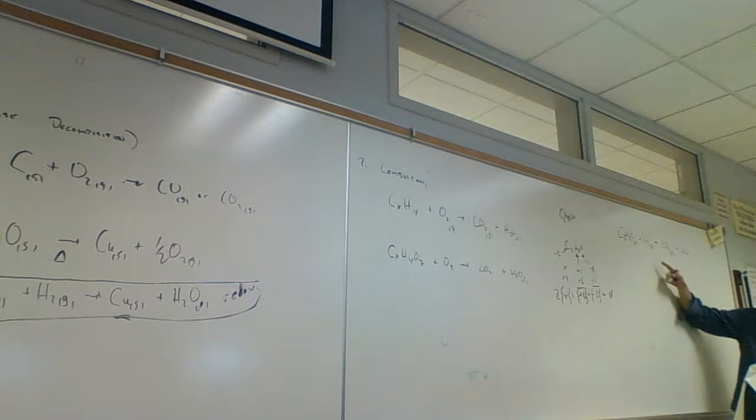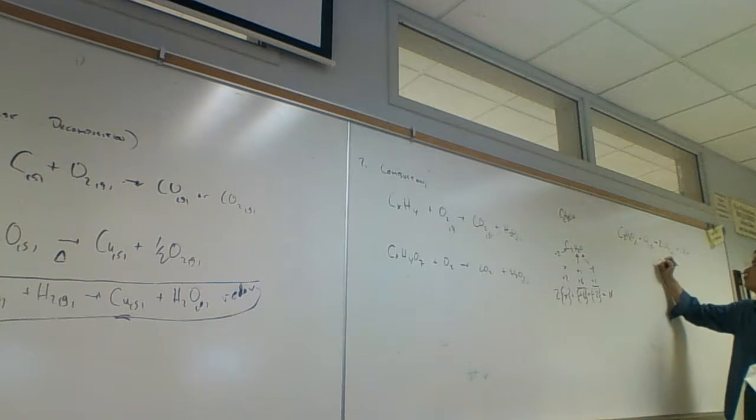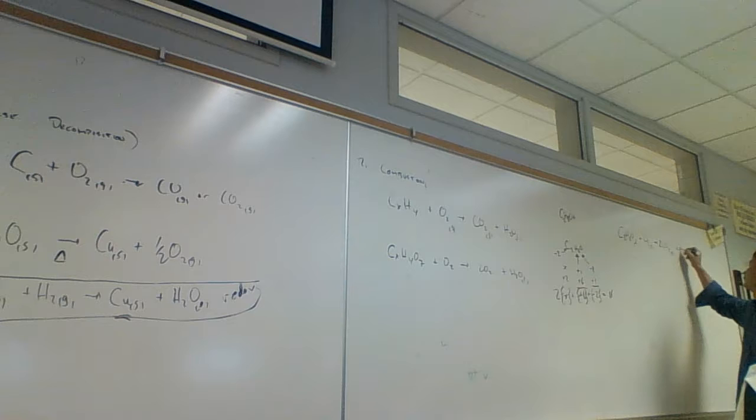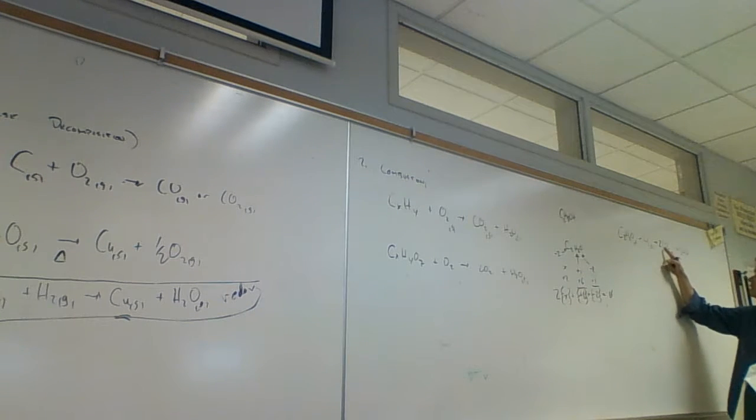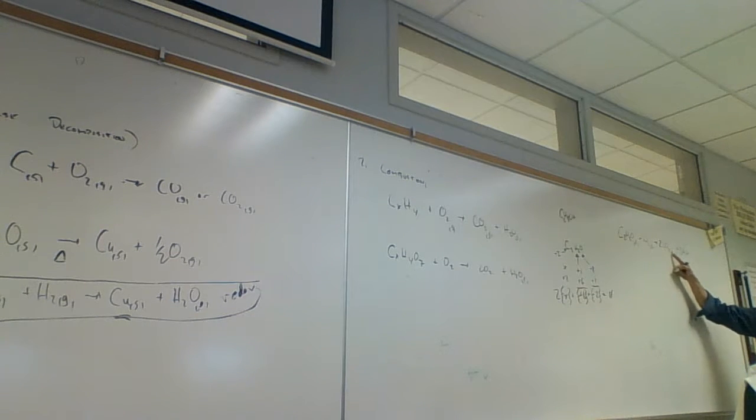And so let's balance this. I have 2 carbons here, so I need 2 CO2s. I have 6 hydrogens, so I'll need 3 waters. That's going to give me 4 oxygens here plus 3. 4 plus 3 is 7 oxygens on the right.